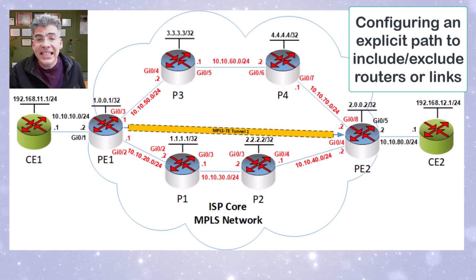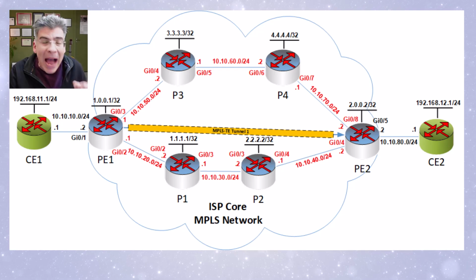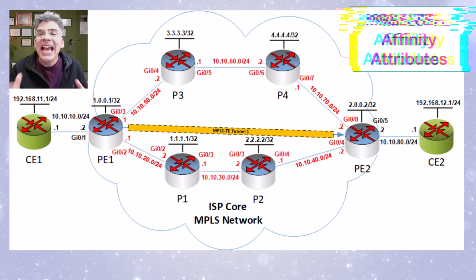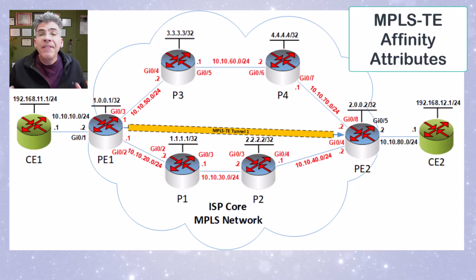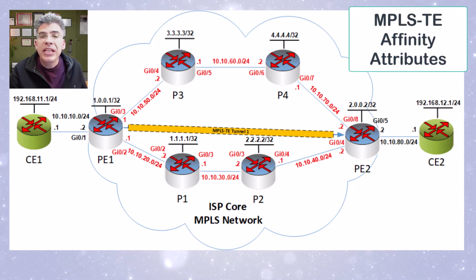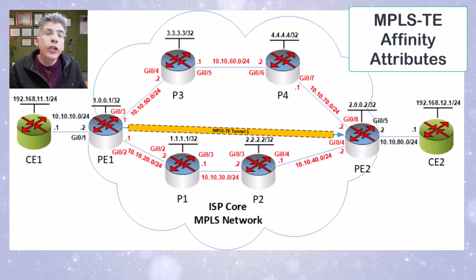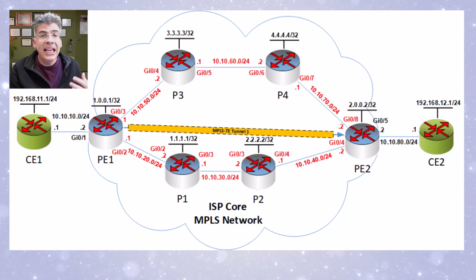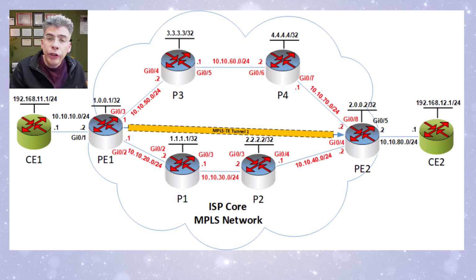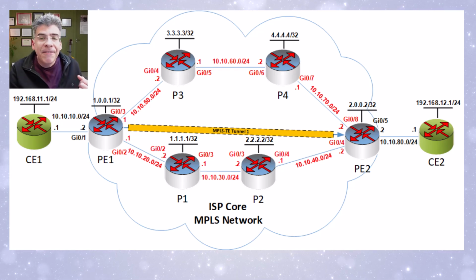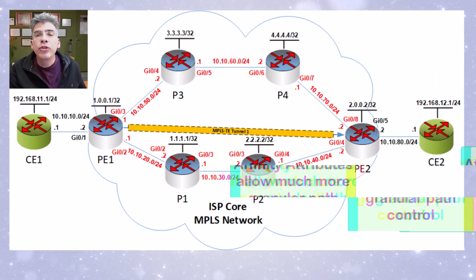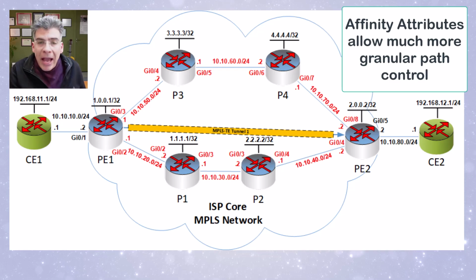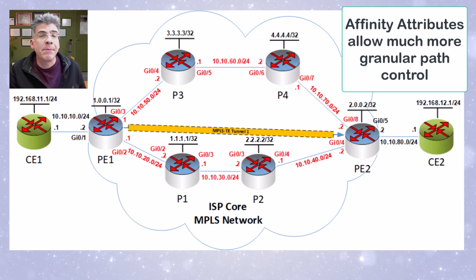But MPLS-TE has an even more powerful trick up its sleeve, and that's where the affinity attributes come in. Affinity attributes are attributes that you can define and use to cause tunnels to take particular paths. Unlike TE metrics and include and exclude options, the affinity attribute allows you to much more granularly define and configure the parameters that will affect this behavior.